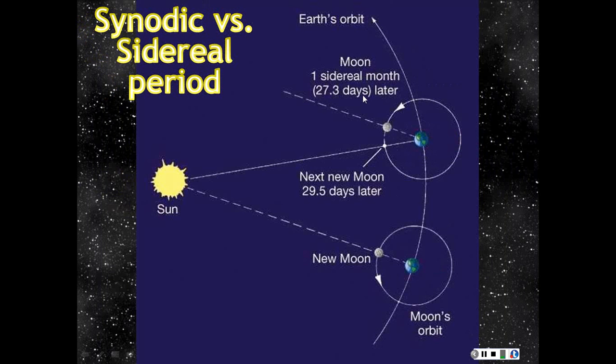This is just a static version of this, so that you can see it without the motion. We've got a new moon here, but when it gets back to new moon here, the earth has moved, the direction to the sun is different, and so it takes 27.3 days to do one full orbit, but an extra 2.2 days to get back to the full moon.